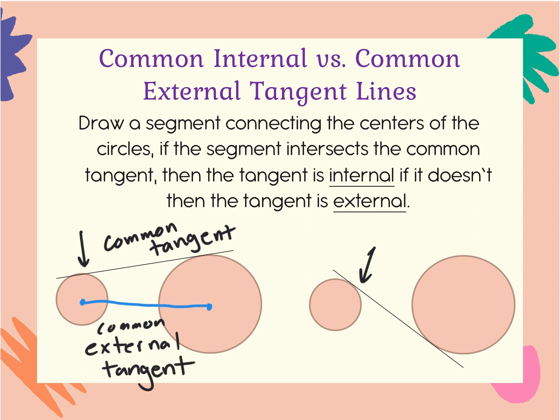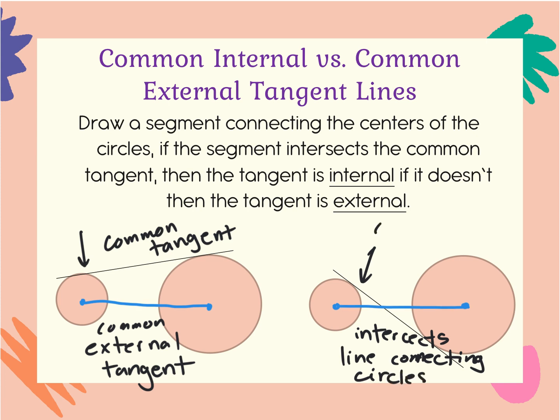Now let's do the same thing for the other one. We draw the line in between the center points, and we notice how they cross. Because the line intersects, this line is connecting the circles. So this is a common internal tangent.